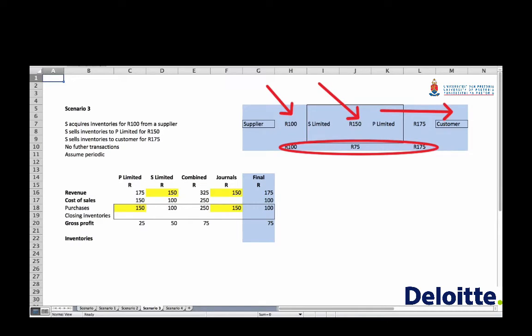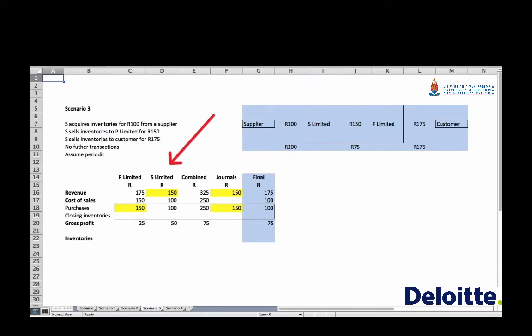Again, in S Limited's books, there will be the purchase of the inventories at 100 Rand, recorded in the cost of sales. These are then sold for 150 Rand to the parent. The sales to the parent are the parent's purchases, 150 Rand. The parent has now sold these to an external party for 175. So there is the accounting in the individual records of each of the entities prior to consolidation. Now we combine them to begin our consolidation process.